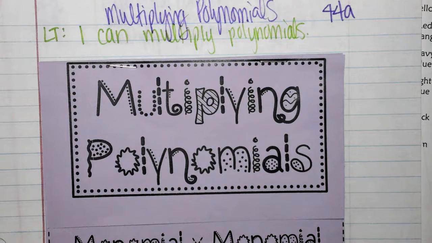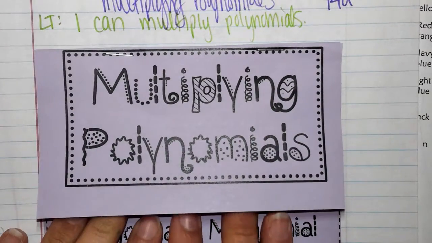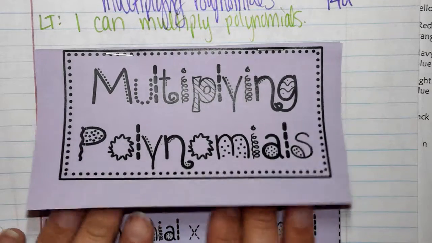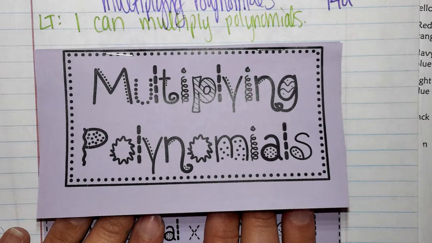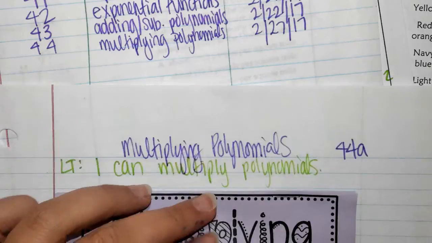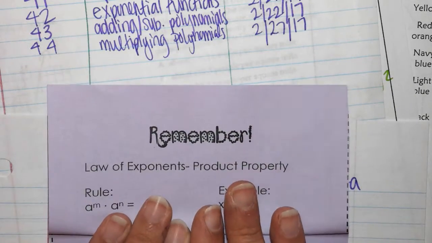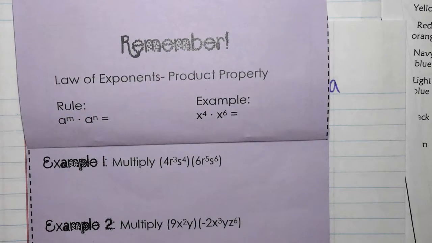Alright, so today is I can multiply polynomials, which is a level 1, because really we're just using our exponent terms. When you multiply like bases, what do you do to the exponents? Add them. Take a point. So today we're going to be adding exponents. What do you do with the coefficients?